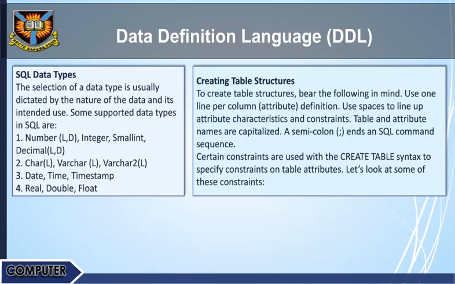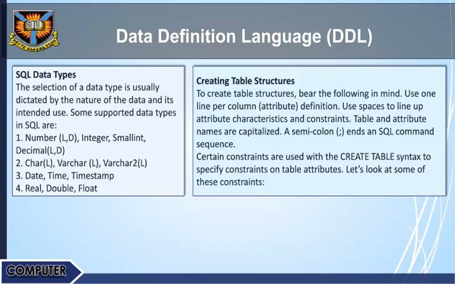SQL data types. The selection of a data type is usually dictated by the nature of the data and its intended use. Some supported data types in SQL are: 1. Number: integer, smallint, decimal. 2. Character: char, varchar, varchar2. 3. Date, time, timestamp. 4. Real, double, float.